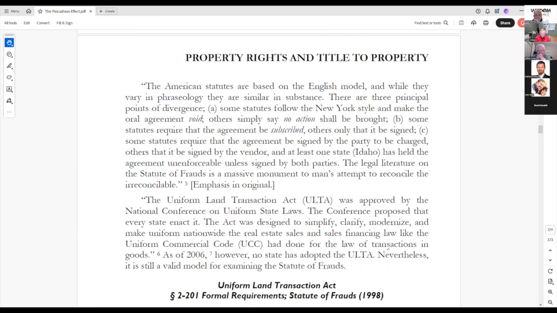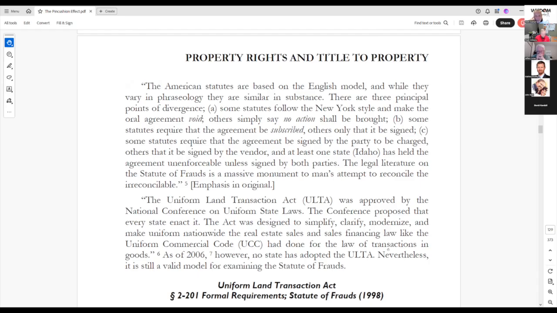B, some statutes require that the agreement be subscribed. Others only that it be signed. And C, some statutes require that the agreement be signed by the party to be charged. Others that it be signed by the vendor, and at least one state, Idaho, has held the agreement unenforceable unless signed by both parties. The legal literature on the statute of frauds is a massive monument to man's attempt to reconcile the irreconcilable. And so we talk about this Uniform Land Act that was approved by the National Conference on Uniform State Laws to kind of help with that.